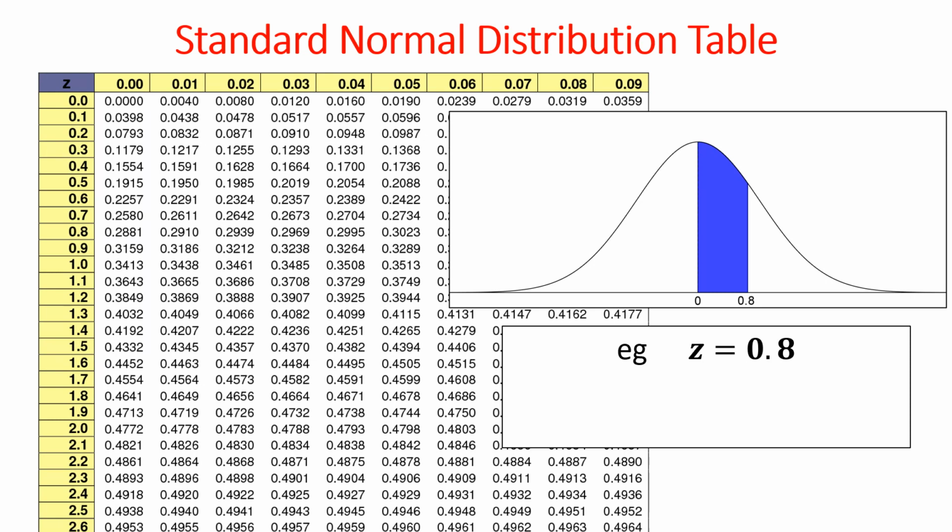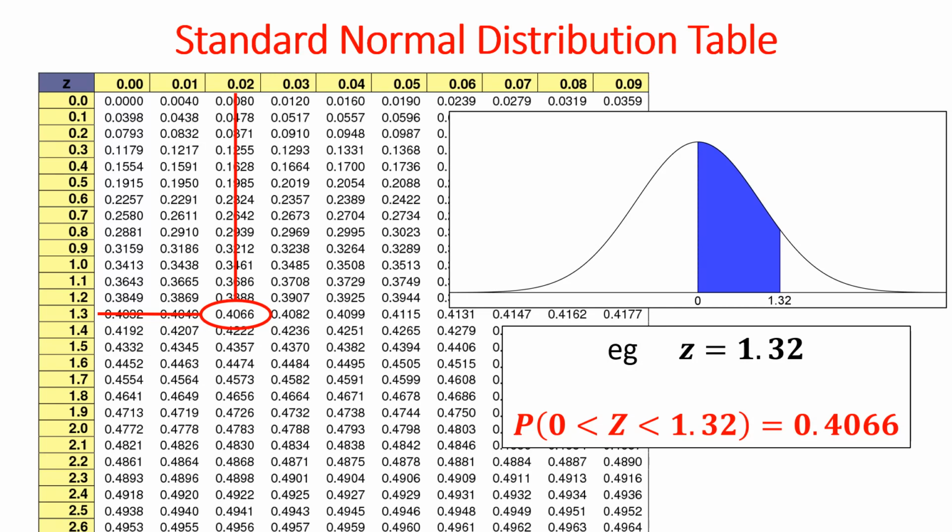If Z ever came to be 0.8, you'd race down to 0.8 and get a probability of 0.2881. If Z ever came to be 1.32, you'd race down to 1.3 and then come across into the middle to 0.02, and you get a probability of 0.4066.